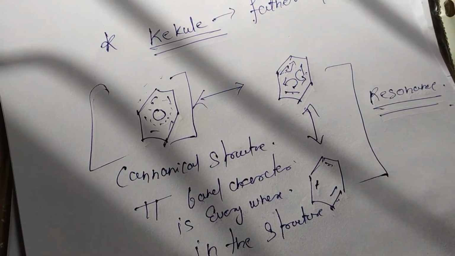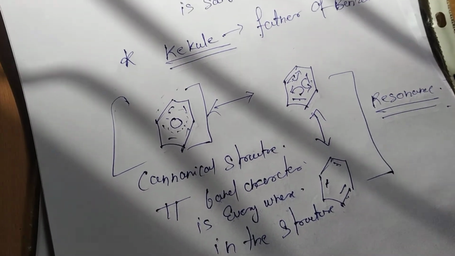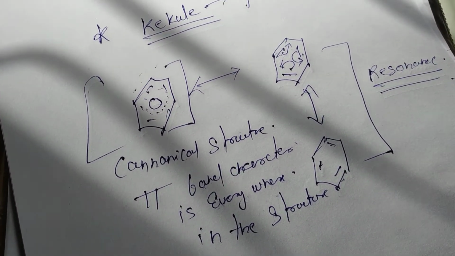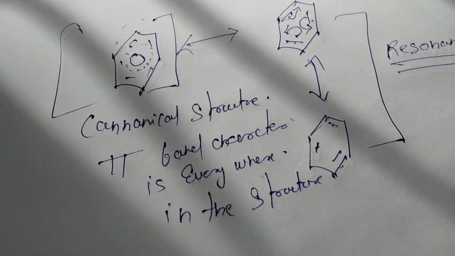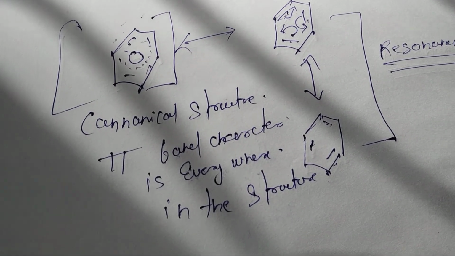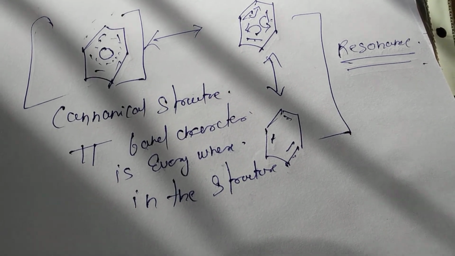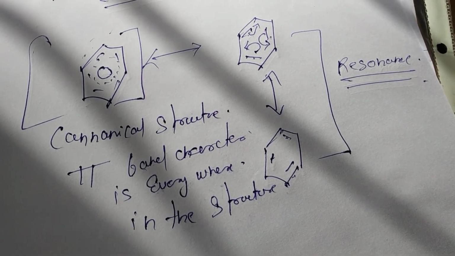In order to understand haloarenes or aromatic compounds, we first have to understand what benzene is, because benzene is the basic compound of aromatic compounds. Okay, I hope you have understood this concept of benzene.